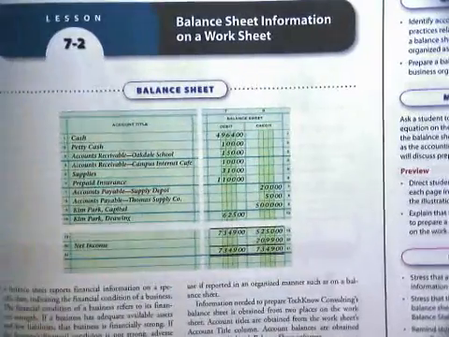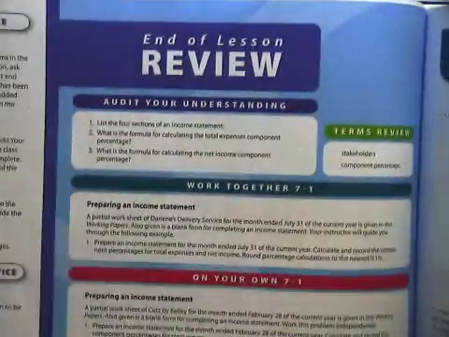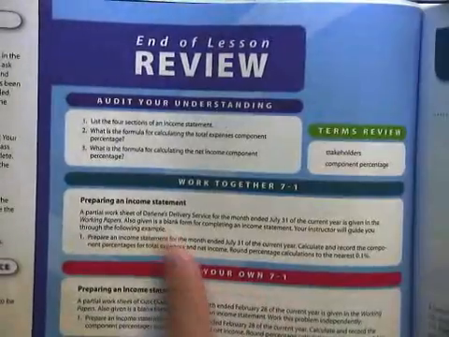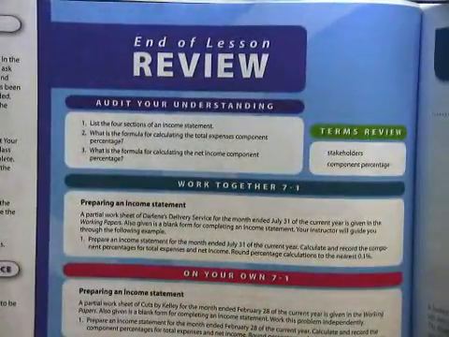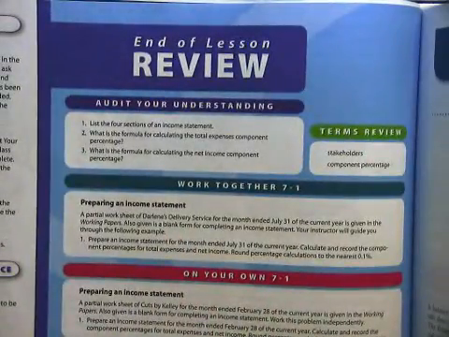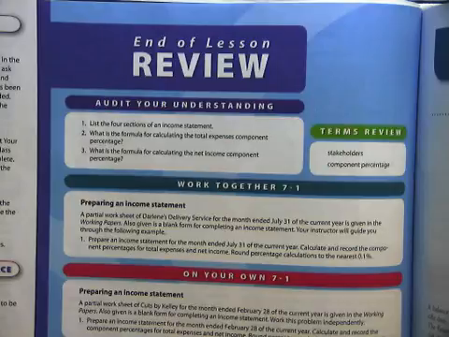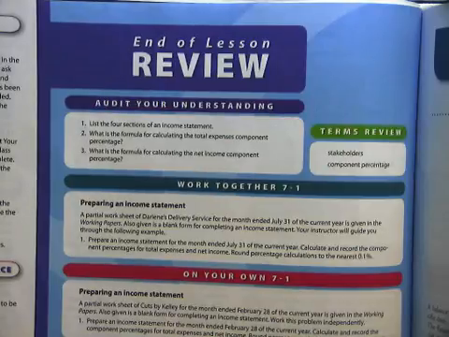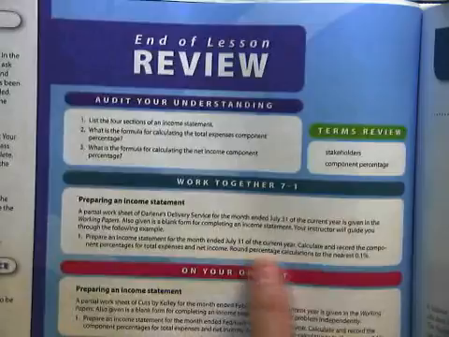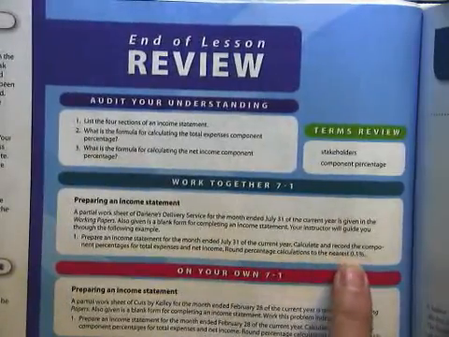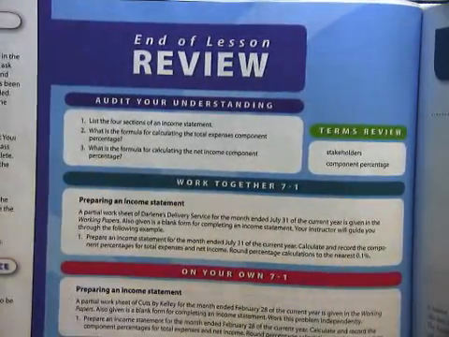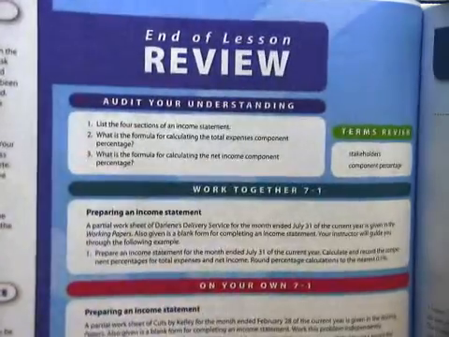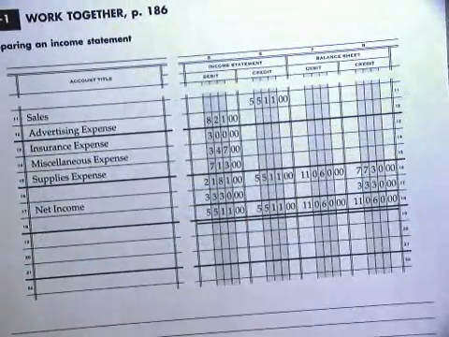Okay, so on page 186, we're going to do the income statement for Darlene's delivery service for the month of July. Calculate and record the component percentages for total expenses and net income. Round percentage calculations to the nearest 1/10 of 1%. So they're going to have one decimal place, each one of those. All right, here we go.